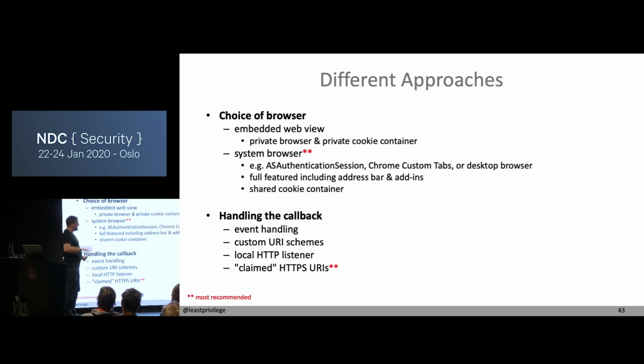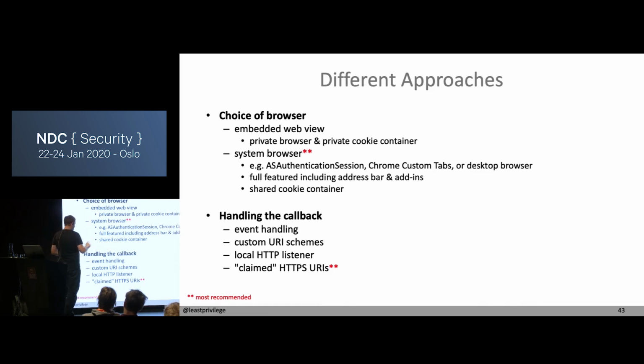You need to find a way how to get the data back from the browser to your app. Again, there are a couple of options here. The most secure one is what they call claimed HTTPS URIs. And the idea is this, right? You can register. So you've probably seen that, right? When you click on a link to Google Maps and you have the Google Maps app installed on your phone, and they don't open the browser, they open the app, right? Or with Amazon, for example.